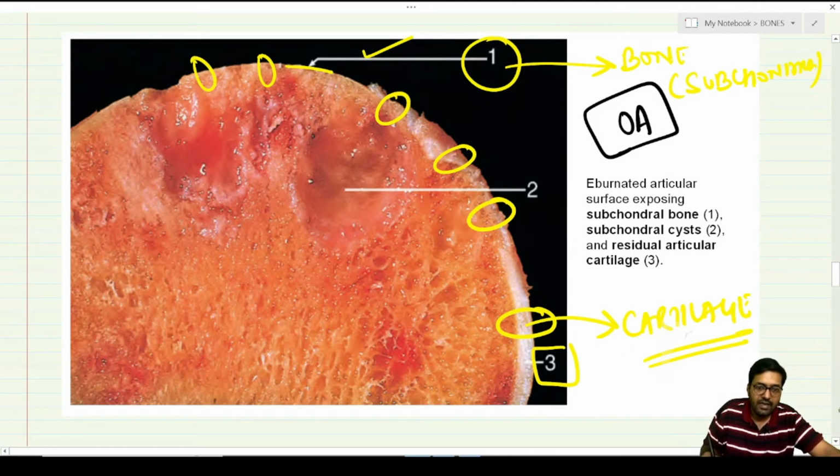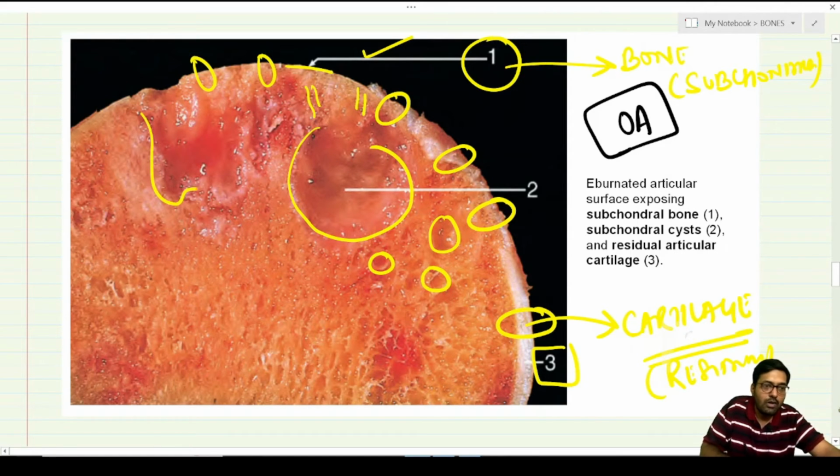Okay. So over here, the number 3, this is the residual cartilage that is remaining over here. Now, as I told you, this bone, because of repeated damage, will start to develop some cracks, and ultimately they will develop some loculated surfaces. Can you see some loculated surfaces over here as well? Small loculated surfaces which are forming subchondral cysts.